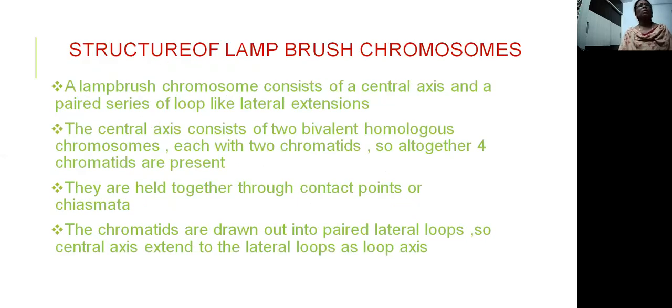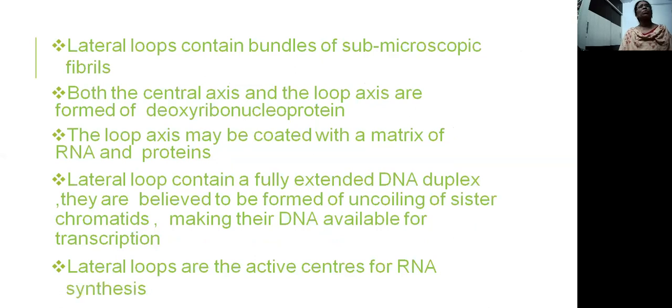So the structure of the Lampbrush chromosome shows the following characters. This Lampbrush chromosome consists of a central axis and a paired series of loop-like lateral extensions. The central axis consists of two bivalent homologous chromosomes, each with two chromatids. So altogether, there are four chromatids present. They are held together through contact points or chiasmata. The chromatids are drawn out into paired lateral loops, so the central axis extends to the lateral loops as loop axis. These lateral loops contain bundles of submicroscopic fibrils.